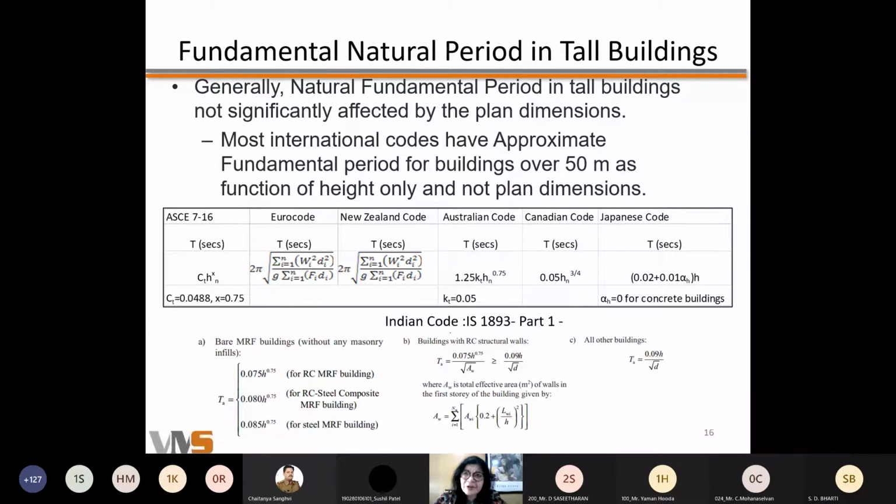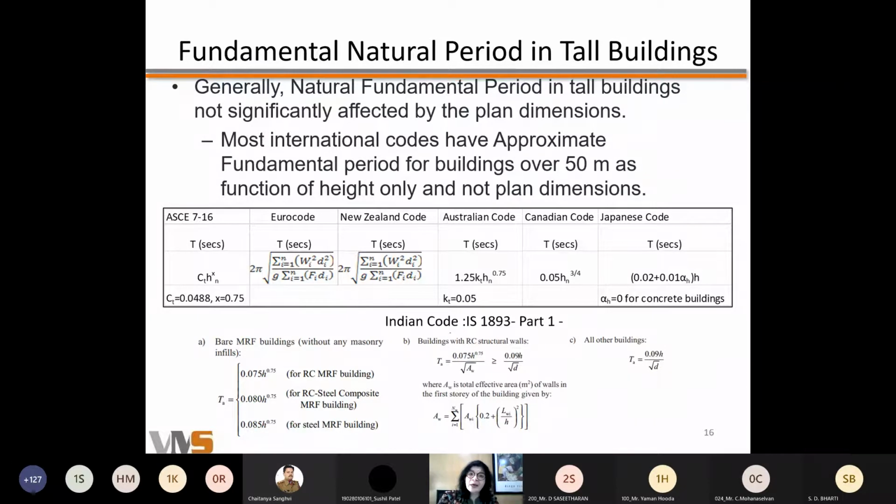Some of them have done away with it, but there are some codes which still today will say that if it is a less than 40-meter tall building, your deformation will be based on the dimension of your building. I'm right now not going to show the formulae or the expressions for natural period in tall buildings in other codes.